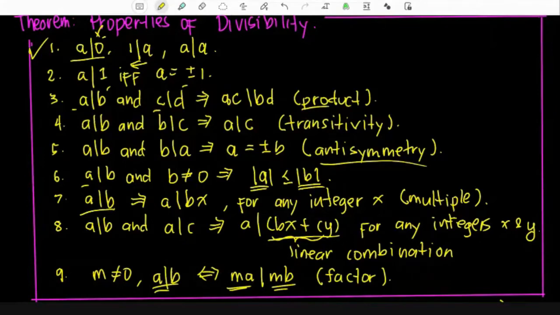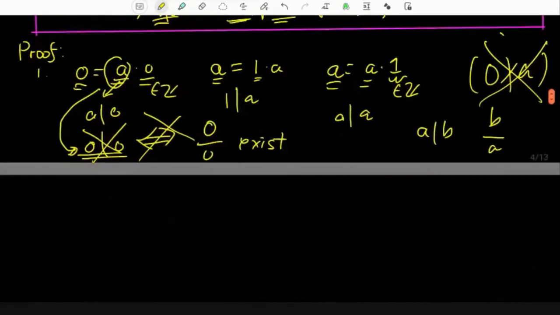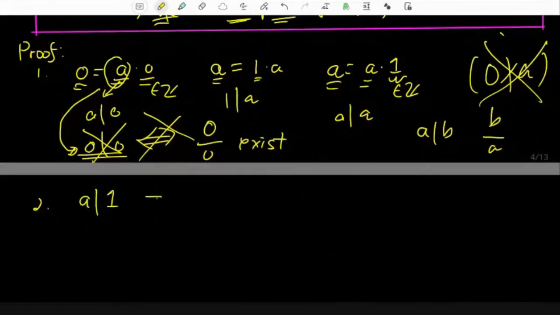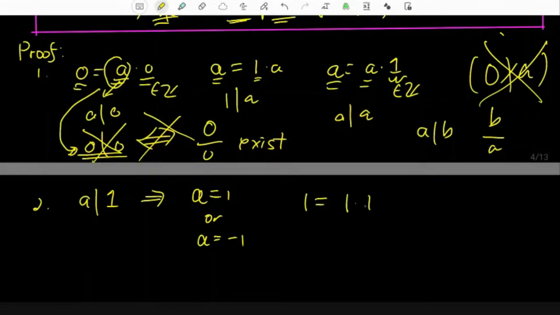Now, if A divides 1, dalawa lang yung possible scenario. Either A is equal to 1 or A is negative 1. Tama? And in the other direction, yung papunta sa kabila, if A is equal to 1, you already know that 1 is equal to 1 times 1. And if A is equal to negative 1, we already know that 1 is equal to negative 1 times negative 1. In either case, A divides 1. Okay. That's number 2.